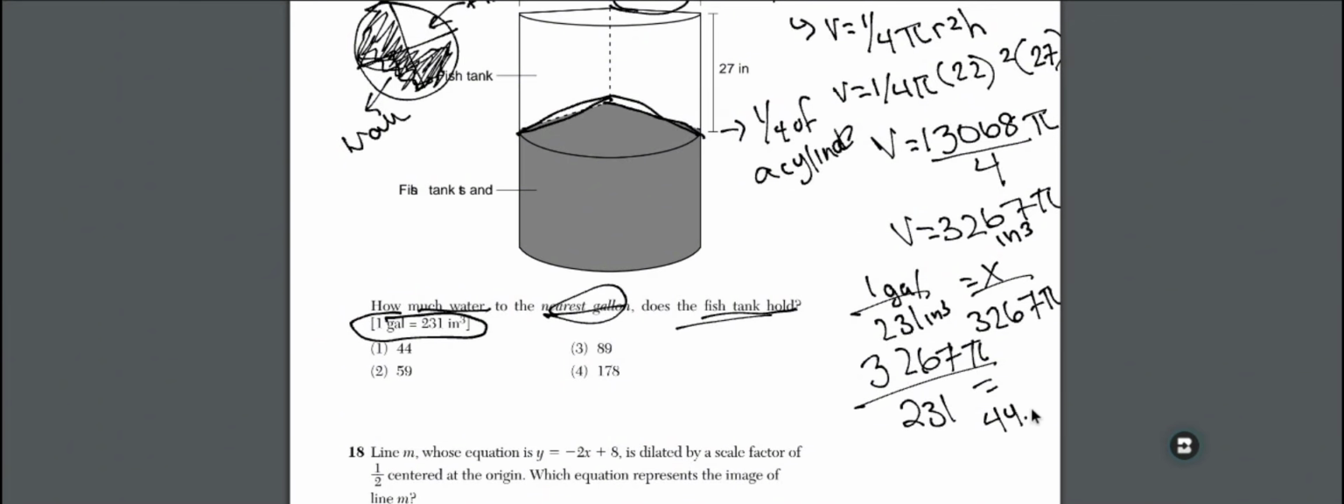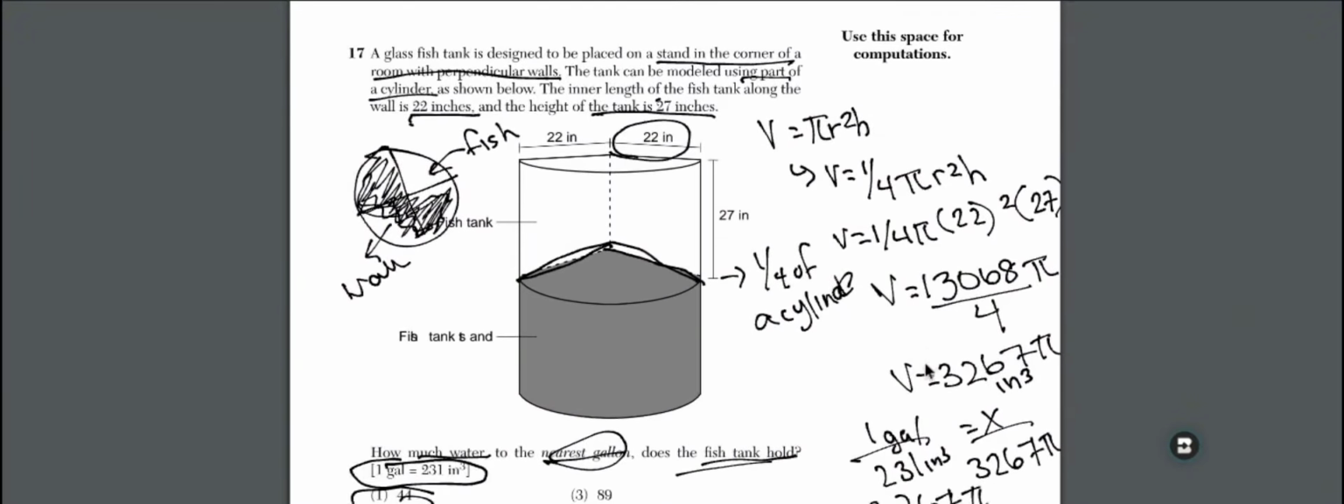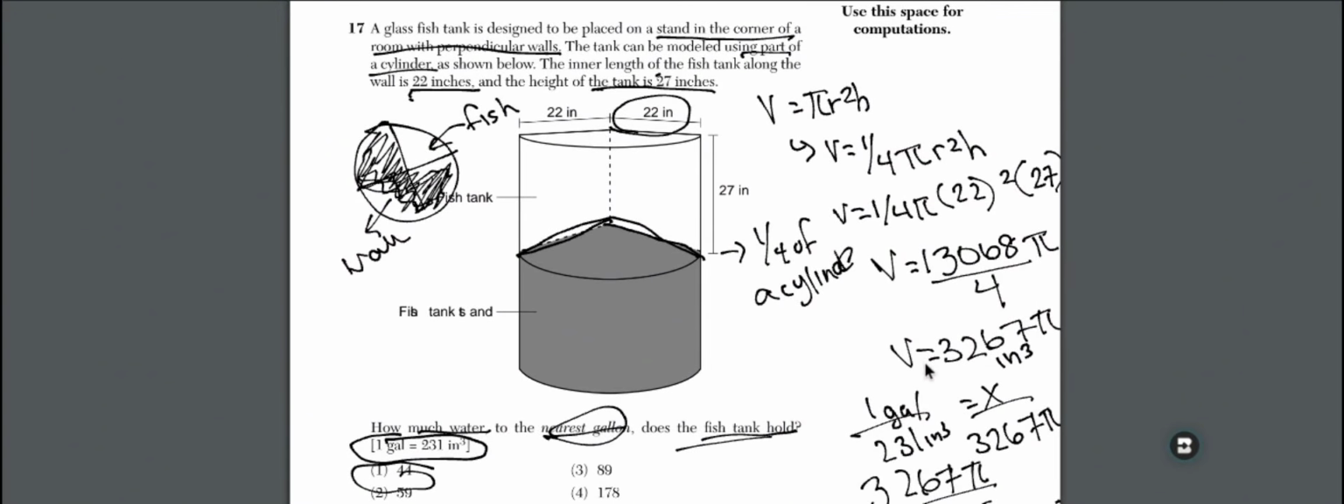and I'm going to get the answer of 44.431. Sorry about that. 44.431 rounded. And this one says to the nearest gallon, so I know that it's going to be 44 gallons approximately. Okay? So, this question is pretty straightforward. The only thing that can cause some confusion is the fact that it is not the entire cylinder, rather it is 1/4 of the cylinder. Question 18, I'm going to zoom back in again.